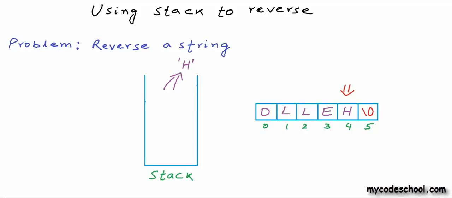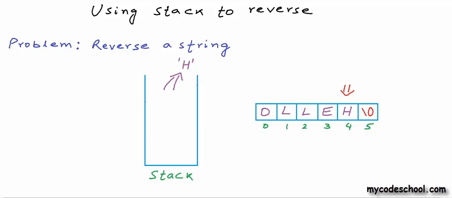In a stack, whatever goes in last comes out first. So if we will push a bunch of items onto a stack, and once all items are pushed, if we will start popping, we will get the items in reverse order. First item pushed onto the stack will come out last.